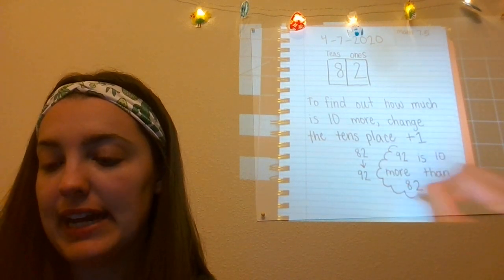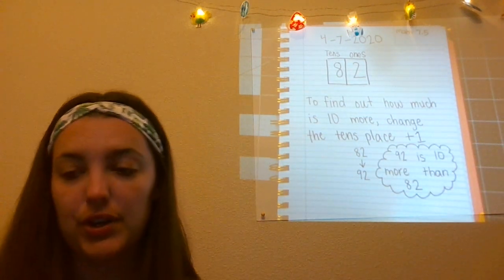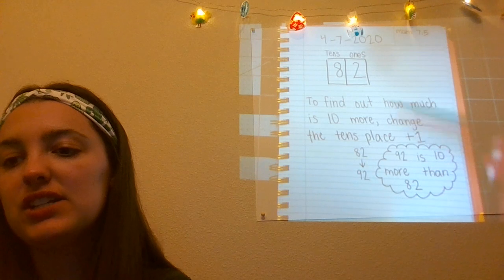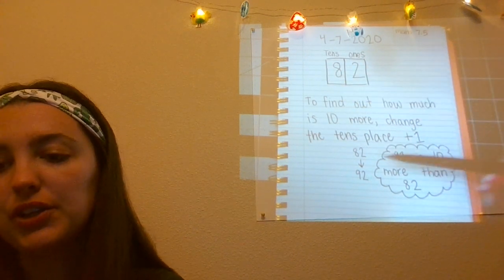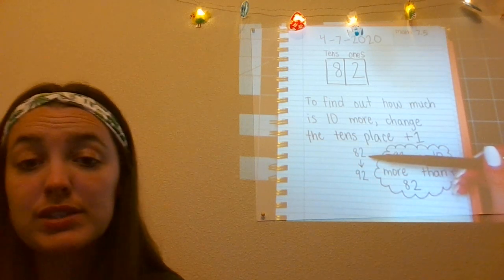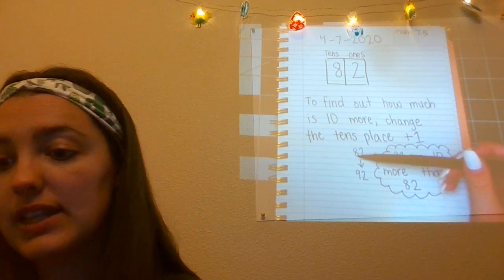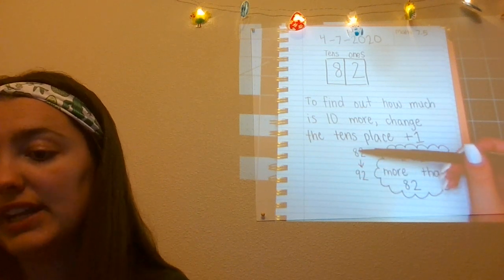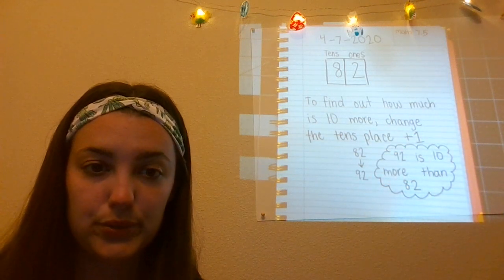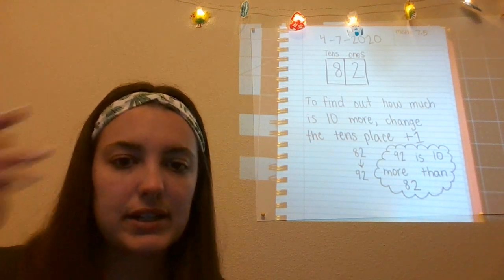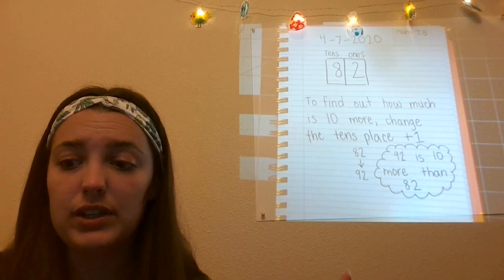So in order to find out which number is 10 more than a number you already know, you're going to change that number that's in the tens place. You're going to add one more to it. So you're going to look at the number. You're going to look which one's in the tens place, the 8 or the 2, the 8. I'm going to add one more onto that, make it a 9. I'm going to change my 82 to a 92. And that's how I know 92 is 10 more than 82. Okay, we'll do some practice so you guys can kind of see what that looks like. Again, pause the video if you need to.